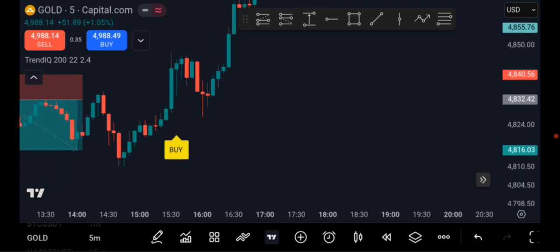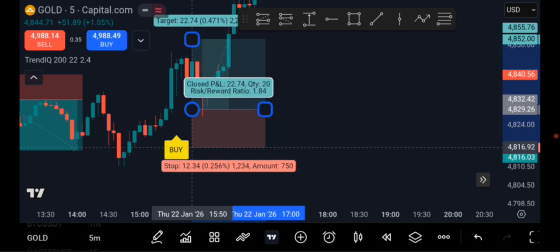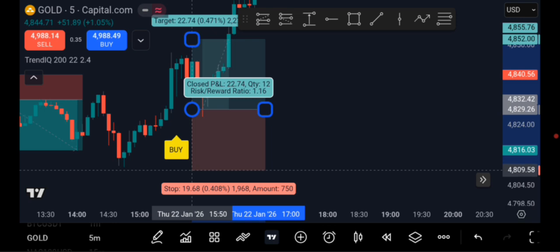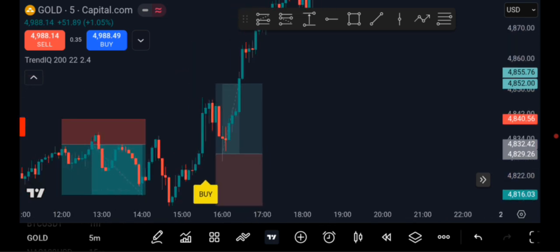Let me just show you. I find my entry where the imbalance is, which is going to be the body of this candle here. That's where the imbalance is. So I'm going to put my buy stop here. My stop loss is definitely going to be my first low, and this is going to be my second low. So my stop loss usually is going to be here. This is my actual 1-to-1 risk reward ratio.